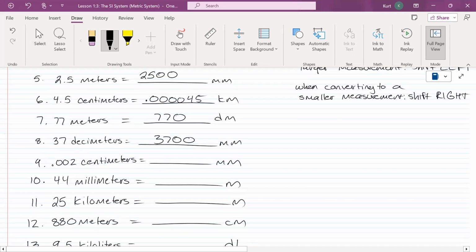Now we have 0.002 centimeters to millimeters. We're going smaller. So you shift the decimal 1 to the right. So it should be 0.02 millimeters.